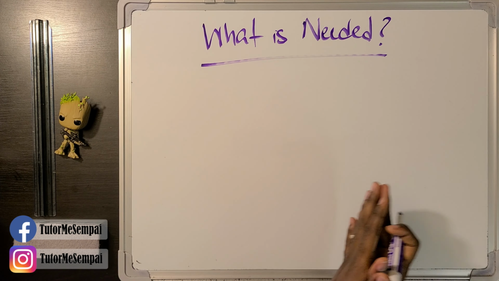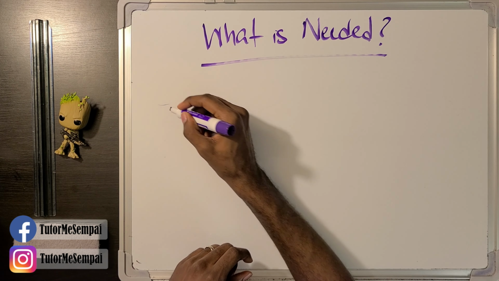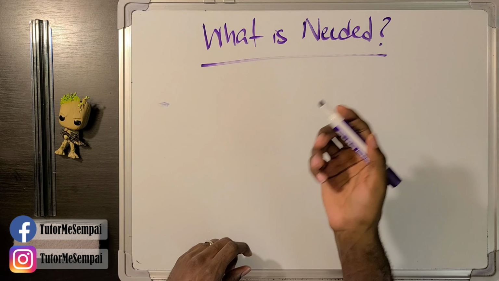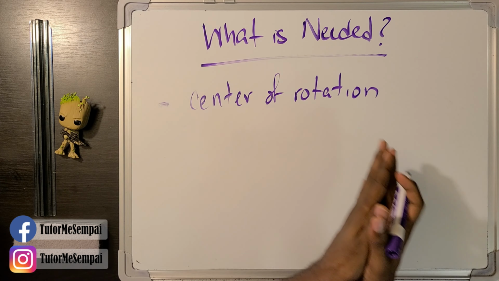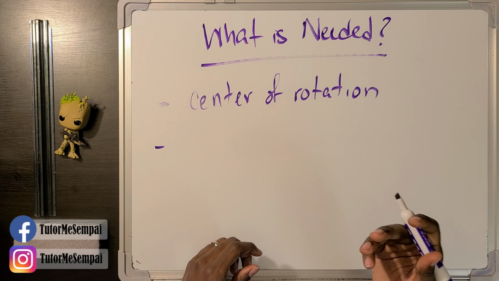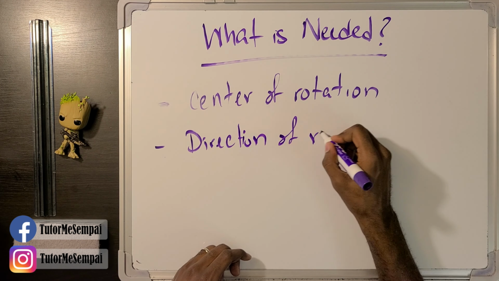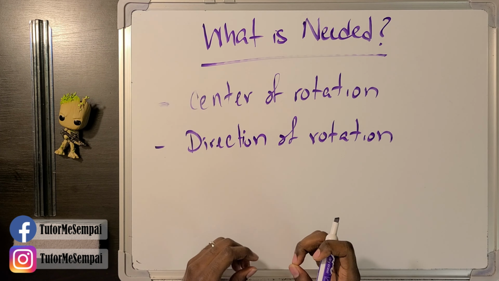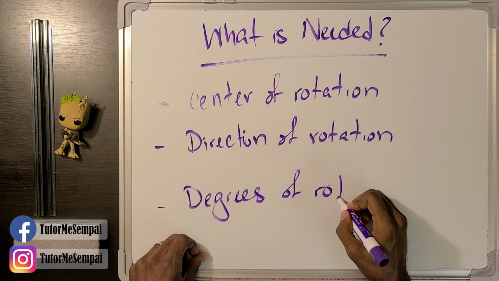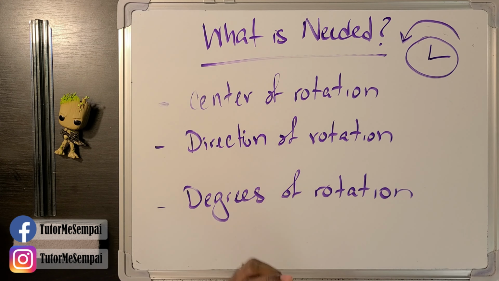In order to rotate anything, you're going to need the following 3 things. The first thing you're going to need is the center of your rotation. You're going to need to know what you're rotating around. The second thing is the direction in which you're supposed to rotate. The third thing is the degrees of your rotation. So let's break down each of these a little bit more in our next section as we talk about notation for a geometric rotation.